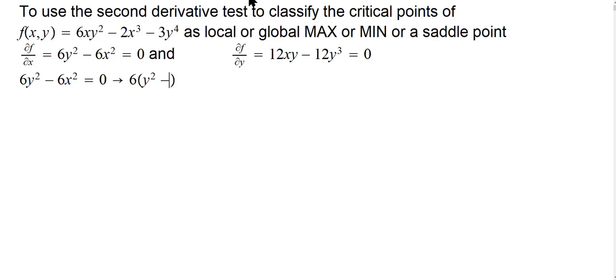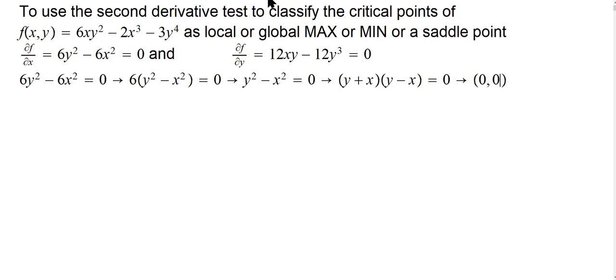Then with 6 factored out, we get y squared minus x squared equals 0, and we can factor it as y plus x times y minus x equals 0. So these are the places where the first derivative with respect to x is 0. That is, either I am at 0, 0, or I have y equals either plus or minus x. These are the places where the first partial derivative would be 0.